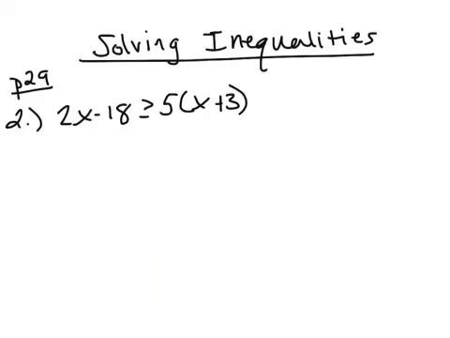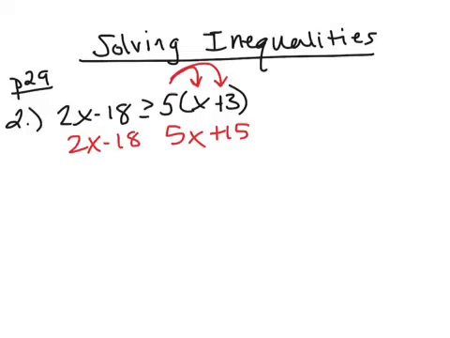So if you stay on page 29 and take a look at number 2, we have the inequality 2x minus 18 is greater than or equal to 5 times x plus 3. Very first thing you always have to look for is, is there any distributive? Well, on the right side of that inequality symbol there is, so I have to do 5 times x, which is 5x, and then 5 times 3, which is plus 15. And on the left side, I still have 2x minus 18 is greater than or equal to.